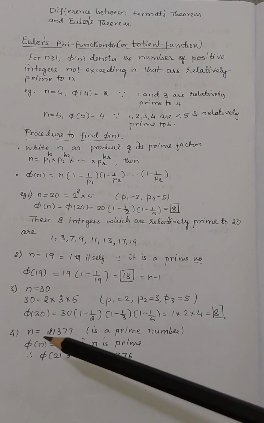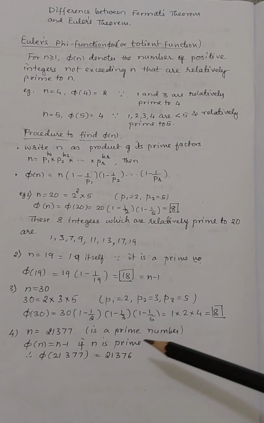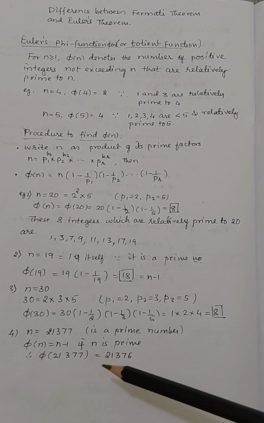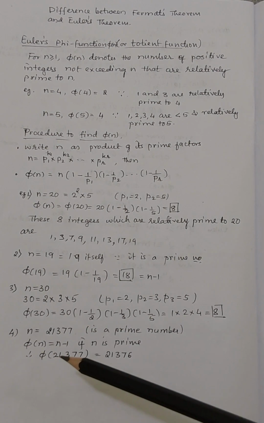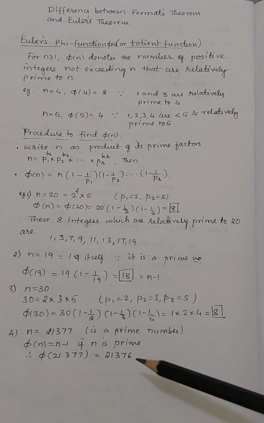For example, you take this big number. You can notice this is a prime number. So phi of this number is just 1 less than this, that is n minus 1. So phi of 21,377 is 21,376.